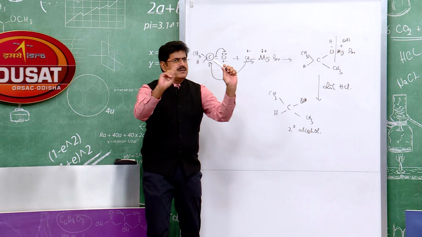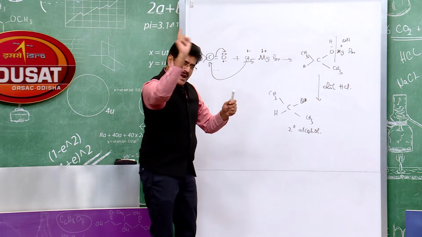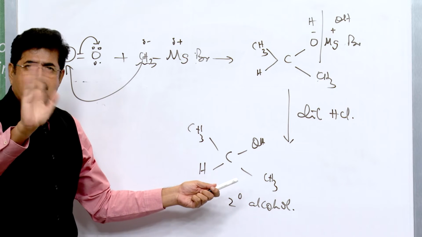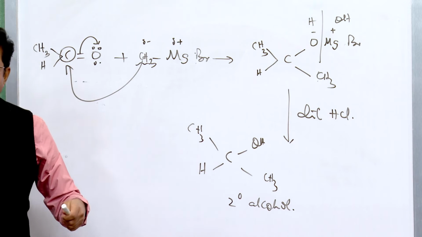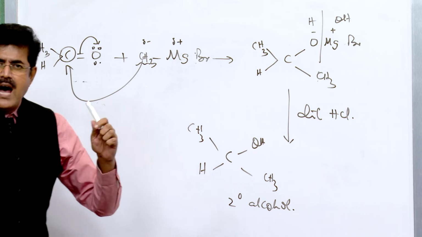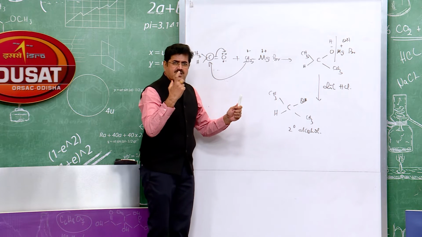Don't use formaldehyde. Formaldehyde gives primary alcohol, so it is a secondary alcohol we need. We can't use formaldehyde here. So think about that. What aldehyde do we have to use? We have to prepare the isopropyl alcohol by using a suitable Grignard reagent.